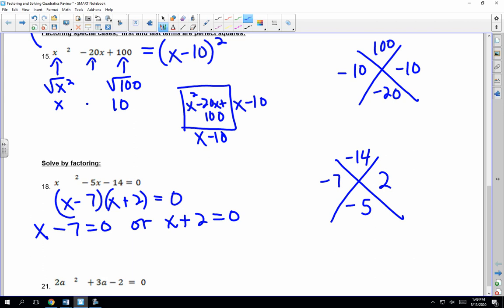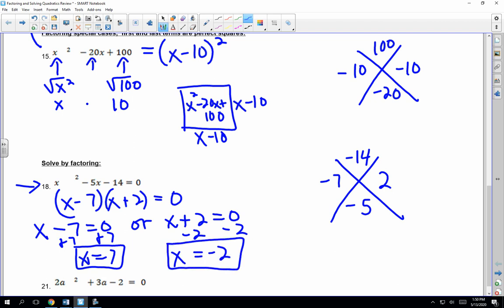Super simple. This goes back to the very beginning of the year. Just add 7 to each side to solve this one. So x equals 7 is one solution. You'll notice, and you can try it on your own, if you plug 7 into this original equation, you will get 0. It's called a zero of the equation, or a root, or an x-intercept, or a solution, all kinds of different names for the same thing. If you subtract 2 from each side over here, you'll get x equals -2. If you plug in -2 up here to this quadratic for x, you will get 0. So those are our two solutions. We solved that by factoring.